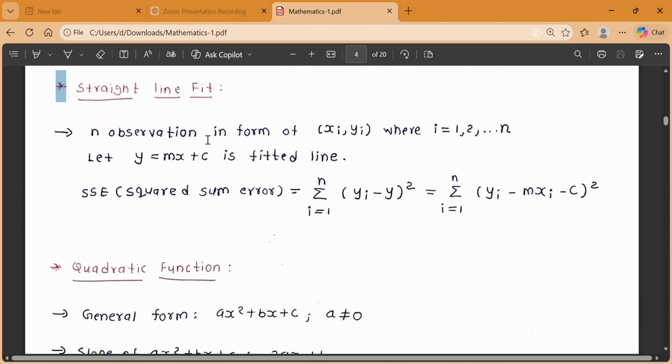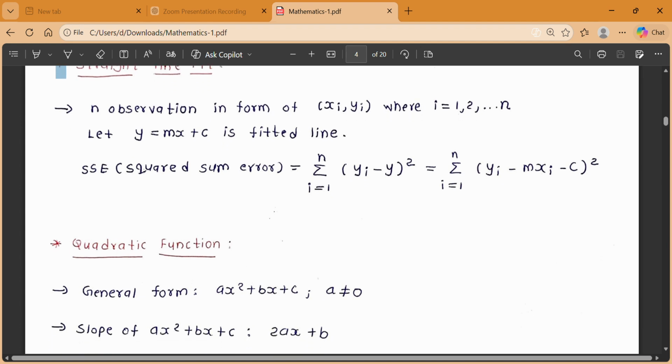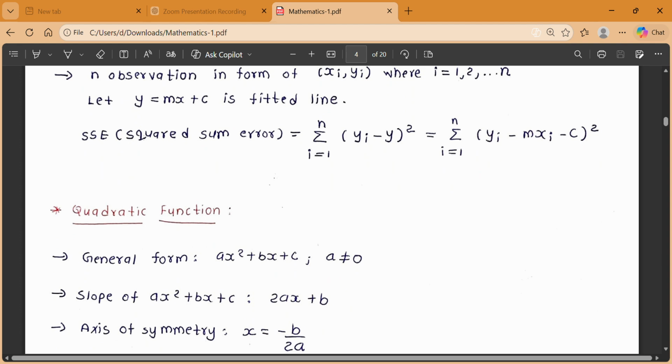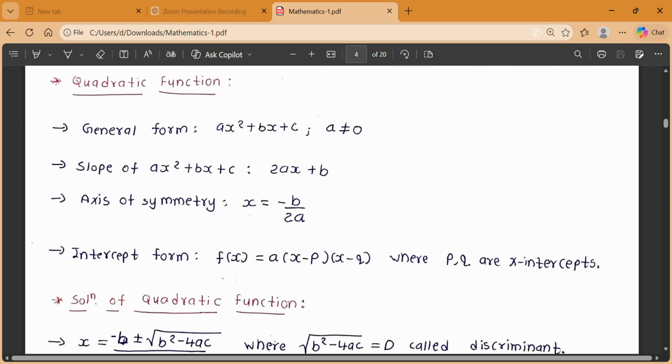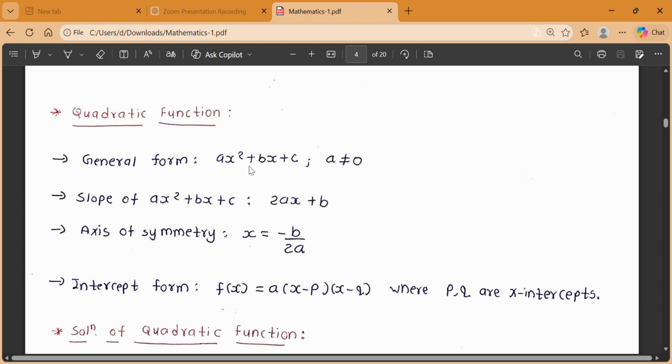An observation in the form of (xi, yi), where the fitted line plus error gives the observation. There is some error. And quadratic function, general form: ax square plus bx plus c, where a is not equal to 0.